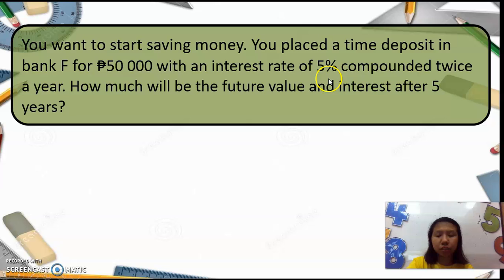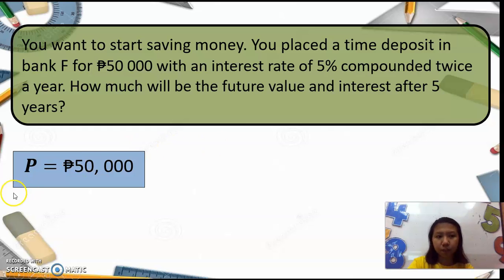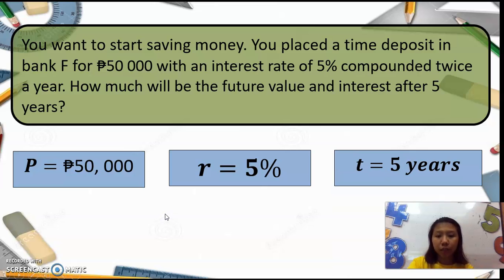So let's go back to the given. We have here 5% compounded twice a year. Therefore, the number of compoundings will be twice, or 2. So let's have the different givens. We have the principal amount, which is 50,000. The rate will be 5%, and the time will be 5 years. We are lucky because the given time is already in years, so we don't have to convert it into years.